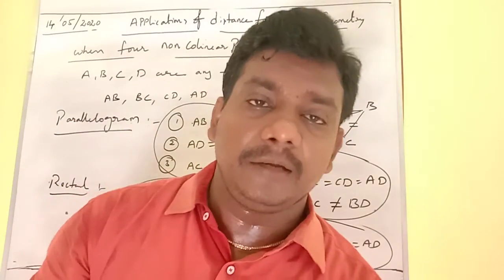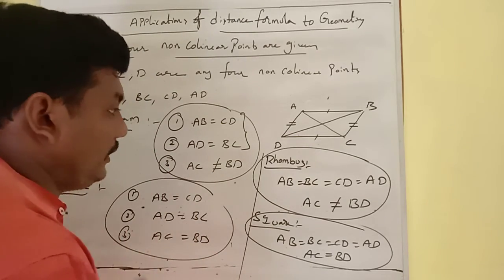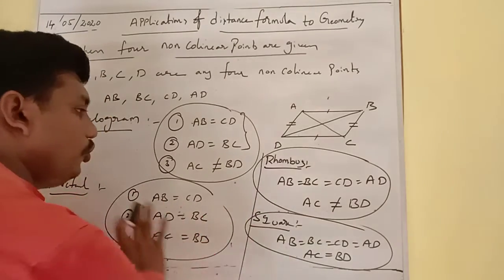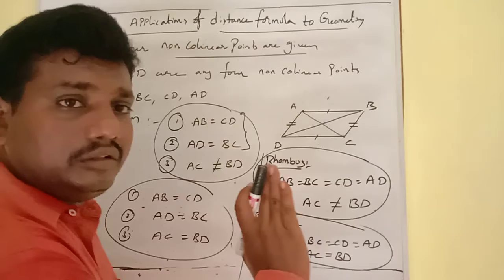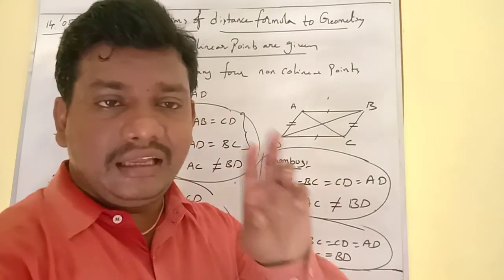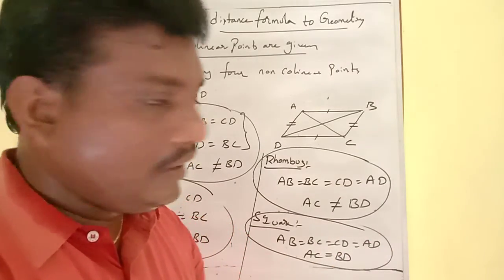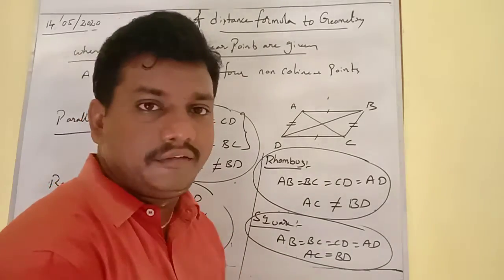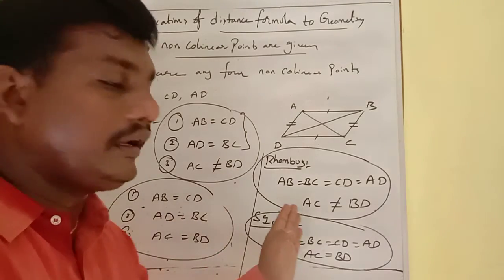These are the special types of quadrilateral we discussed here: the parallelogram, rectangle, rhombus and square. These are very important for questions. For these 4 special types of quadrilateral, we must find only 6 distances, that is 4 sides and 2 diagonals. If you know the properties very well, it is very simple to find whether the given quadrilateral is a parallelogram, rhombus, rectangle or square.